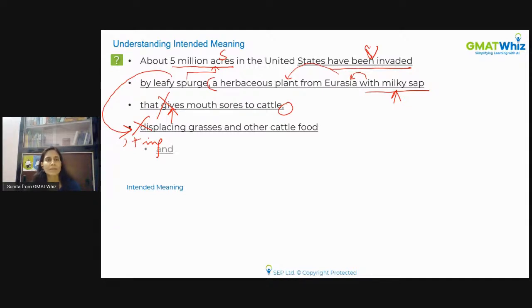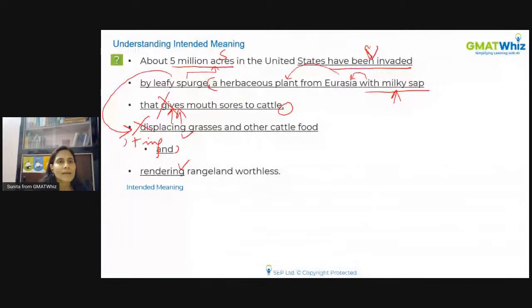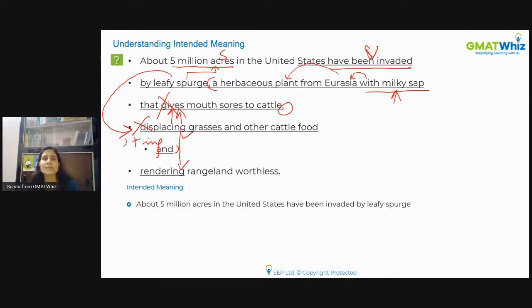Displacing grasses and other cattle food and rendering rangeland worthless. So this comma plus these, we have two modifiers here, but both are connected by and, so they both would be modifying gives, and that doesn't make sense. The milky sap gives mouth sores to cattle, displacing grass. So in a way, the milky sap is displacing grass by giving mouth sores to cattle, and the milky sap is rendering the rangeland worthless by giving mouth sores to cattle. Totally illogical. What could be logically understood is these 5 million acres have been invaded by the leafy spurge.